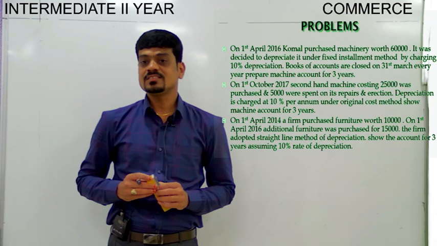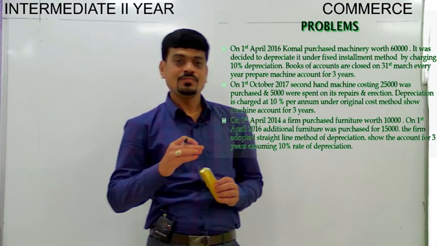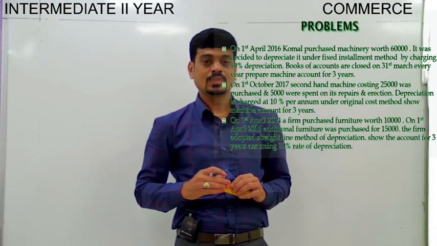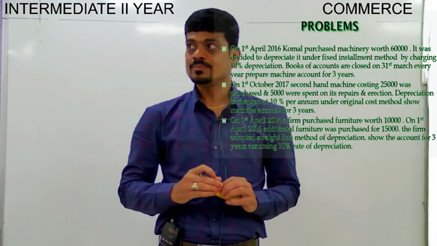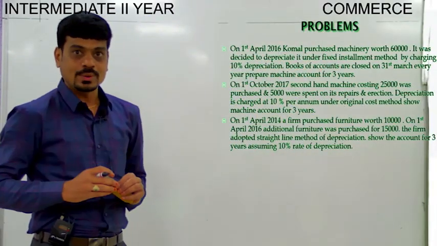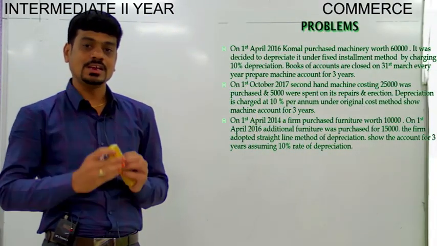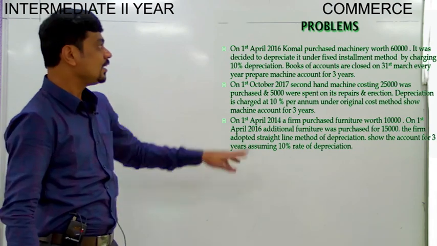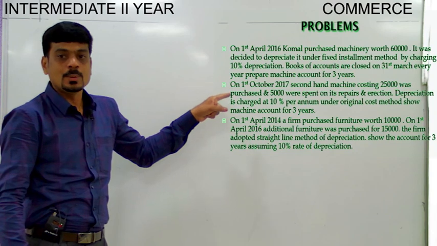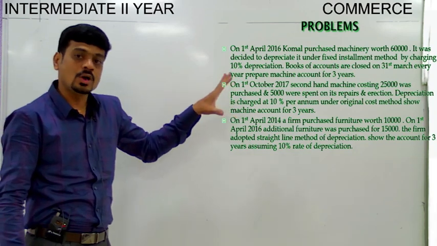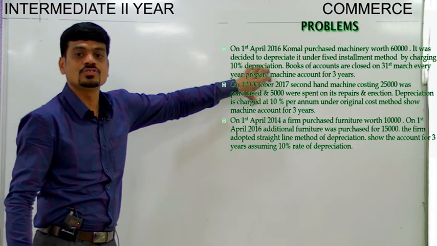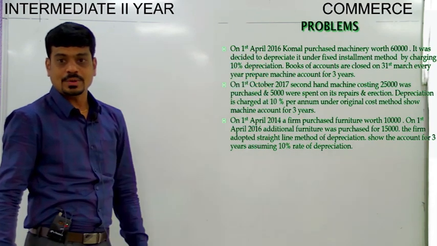Last class, that is in the third session, we saw one question and the solution. But due to the lapse of time, we were not able to concentrate on the second question. We just saw the second question. What was that? On 1st October, we bought the machine. Hope you have gone through the question, and it's on the screen also. Now we'll do the solution for this particular second question.